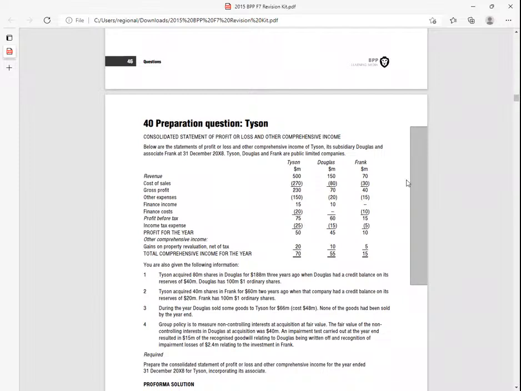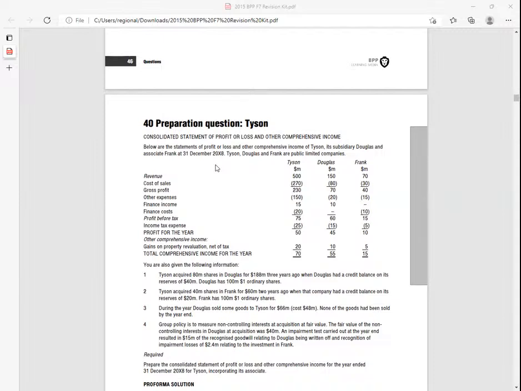Great. Thank you so much. Yes. So now we are told here the preparation of the consolidated statement of profit or loss and other comprehensive income. Below are the extracts of profit or loss and other comprehensive income of Tyson, its subsidiary Douglas, and associate Frank as at 31st December 08.